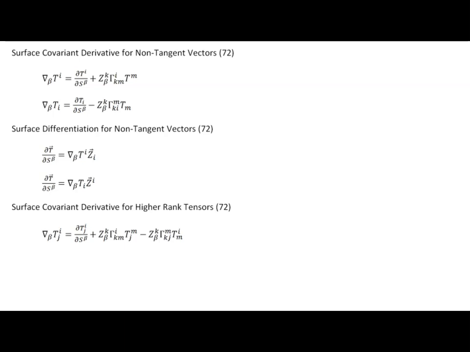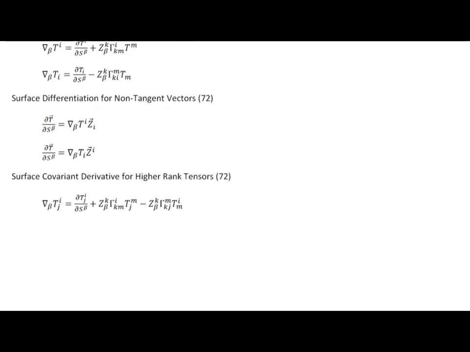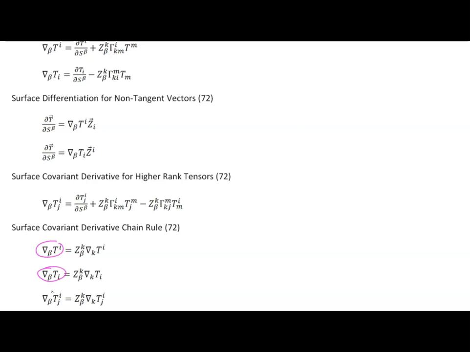Okay, and finally, we derived a property known as the chain rule. And the chain rule says that our surface covariant derivative here is equal to the standard or normal covariant derivative multiplied by our shift tensor. And this turns out to be true in any case where the tensor is expressed exclusively using the ambient indexes. It does not work if we have any surface indexes in here, but as long as all the indexes are ambient indexes, then this chain rule applies.